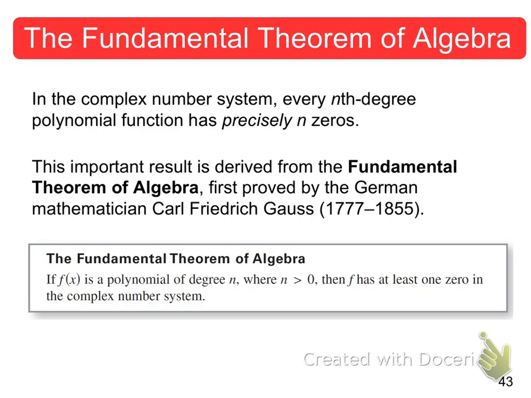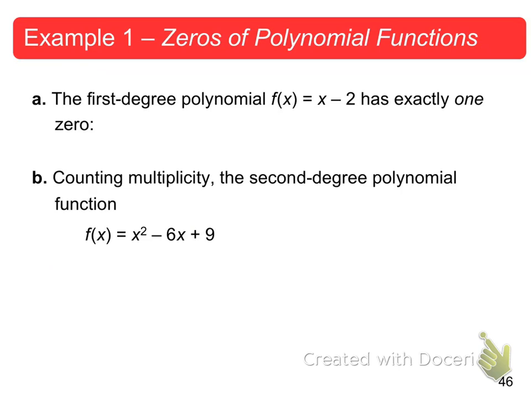So, if I have f of x equals x minus 2, that has exactly 1 zero. It crosses the x-axis exactly 1 time. Okay? Because this is raised to the first power. So if I do 0 equals x minus 2, what is my solution? x equals positive 2.